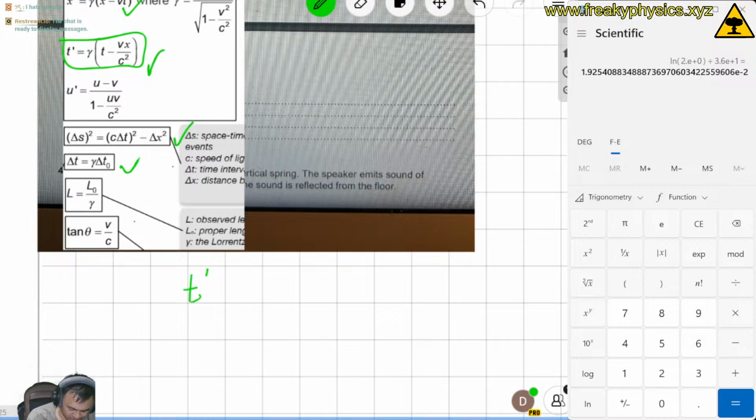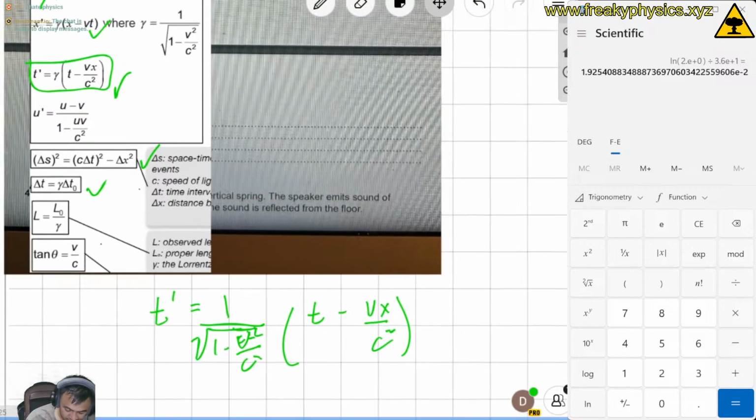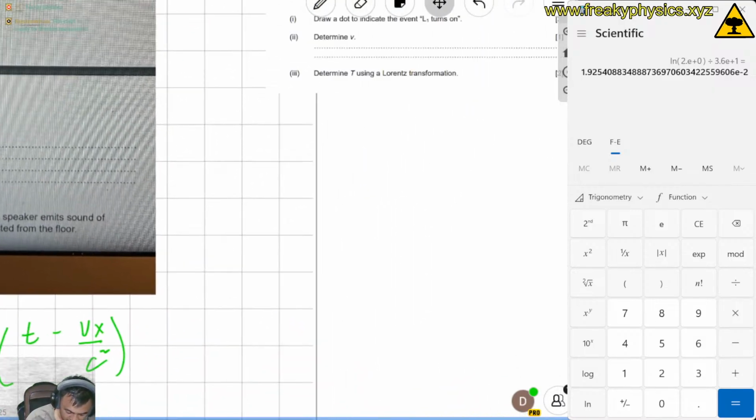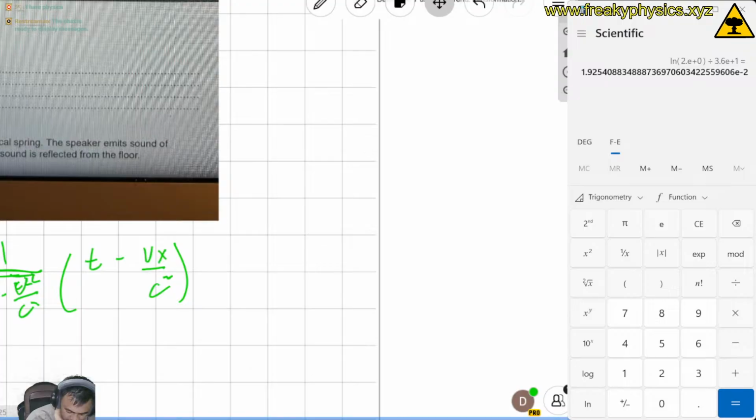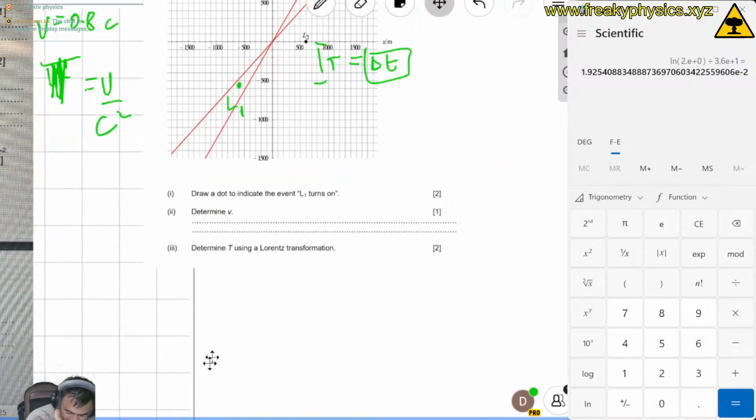So t prime, let's write it down first. Gamma would be 1 over the square root of 1 minus v squared over c squared. Then we have t minus v x over c squared, right? So if we go into the graph, we can actually find... where's the graph again?